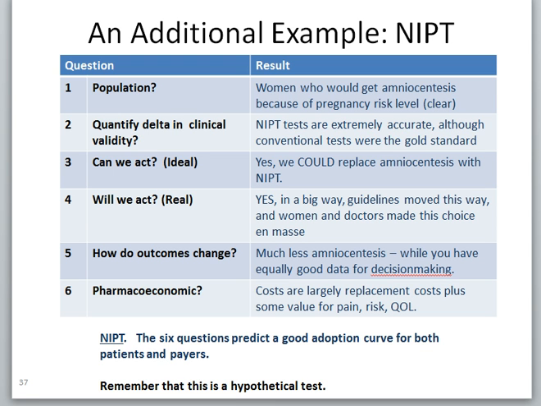How do the outcomes change? There's much less amniocentesis, but they seem to feel there's equally good data for decision making. What are the pharmacoeconomics? I don't have a study at my fingertips, but a lot of the costs would be replacement costs. You might substitute a $1,500 molecular test for a $1,500 amniocentesis. There might be some value given for pain, risk, quality of life. So the 6 questions suggest this test would do pretty well with payers, and in fact, it's a done deal. It's already done pretty well.